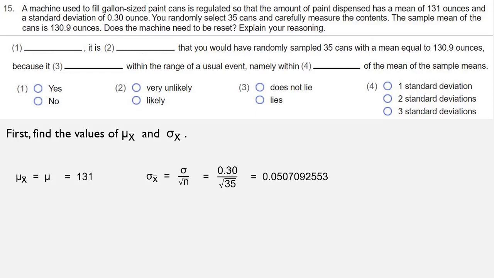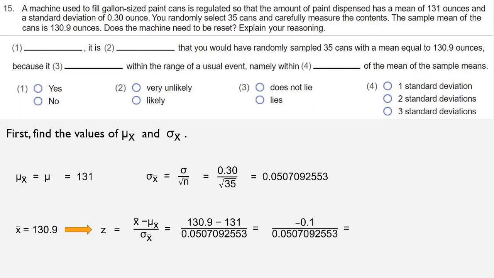0.0507092553. Now we can go ahead and find a z-score. When x bar is 130.9, the z-score is equal to x bar minus mu of x bar over sigma of x bar, which is 130.9 minus 131 over 0.0507092553. Simplifying in the numerator, we get negative 0.1 divided by that decimal, which turns out, when rounded to 2 decimal places, to be negative 1.97.